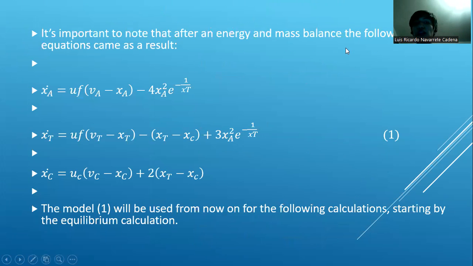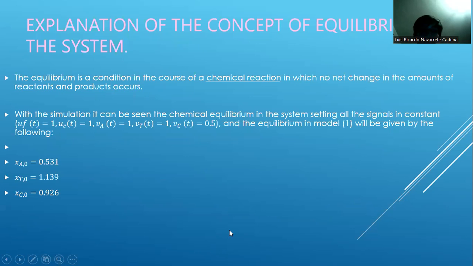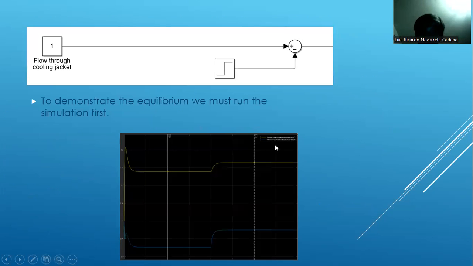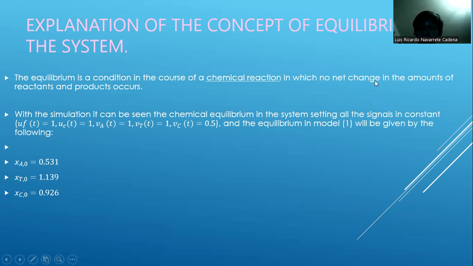It is important to note that after an energy and mass balance, the following equations came as a result: XA, XT, and XE. The model A1 will be used from now on for the following calculations, starting with the equilibrium calculation. What is equilibrium? Equilibrium is a condition in the course of a chemical reaction in which no net change in the amounts of reactant and products occurs.